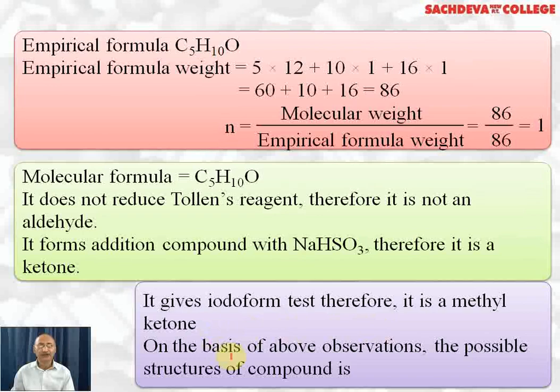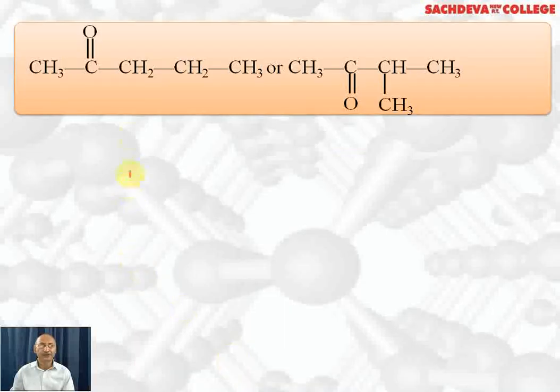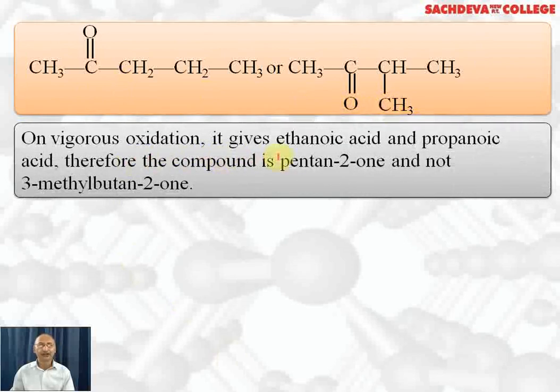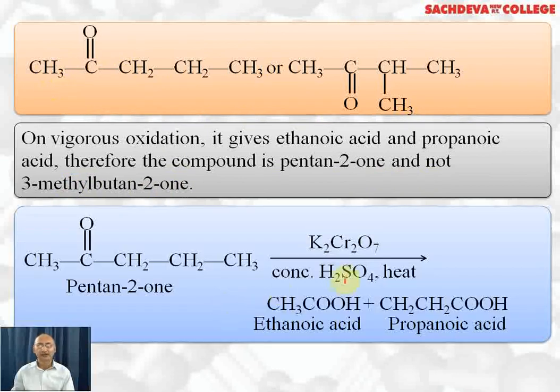On the basis of observation, there are two possible structures of this compound. This is the first one, 2-pentanone. This is the second one, 3-methyl-2-butanone. On vigorous oxidation, it gives ethanoic and propanoic acid. Therefore, the compound is pentan-2-one and not 3-methylbutan-2-one, because 2-pentanone on strong or vigorous oxidation will give acetic acid and propanoic acid. So this structure is rejected. This structure is selected. Pentan-2-one when reacted with acidified dichromate gives ethanoic acid and propanoic acid.